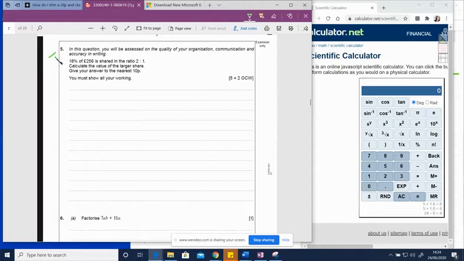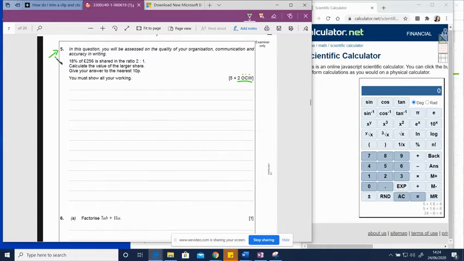Okay, question 5. Before I even start reading question 5, I've looked at the marks and seen that we gain 2 extra marks for organisation, communication and writing. So I've got to make sure that the answer to this question is laid out very clearly for anybody to follow. I've also got to make sure I use the units throughout.